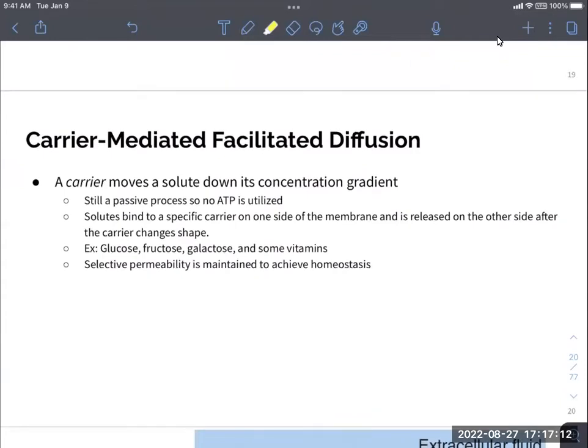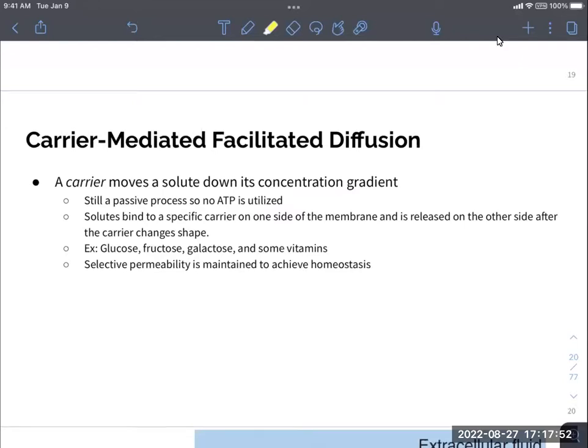Carrier-mediated diffusion is, again, diffusion, so it's moving down its concentration gradient. We're not using ATP. These solutes bind to a carrier on one side of the membrane, and they are released on the other side after that carrier has changed its shape. Glucose, fructose, galactose, and some vitamins very commonly use carrier-mediated diffusion to get through. So we create ATP from glucose, from fructose, from galactose. It can all be done.